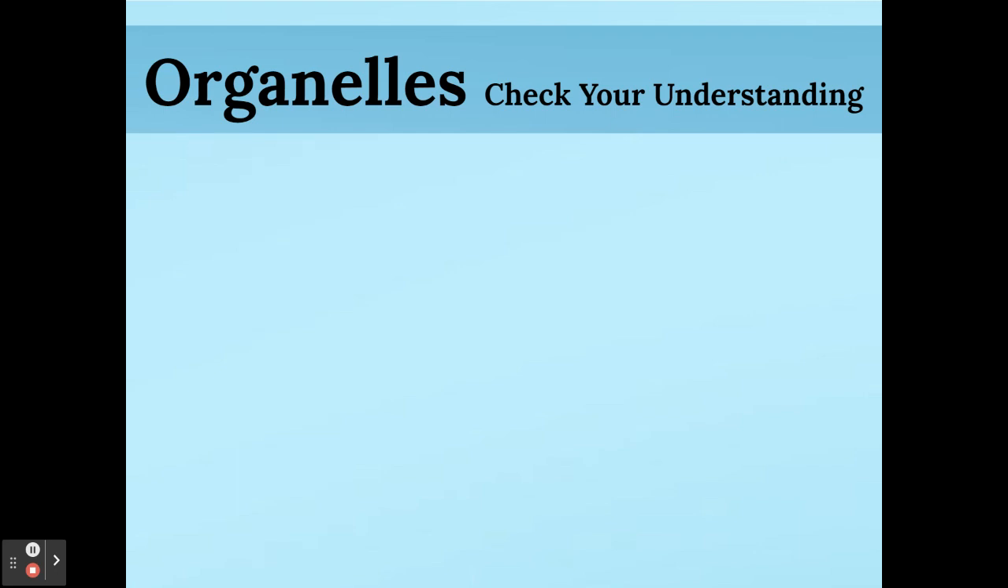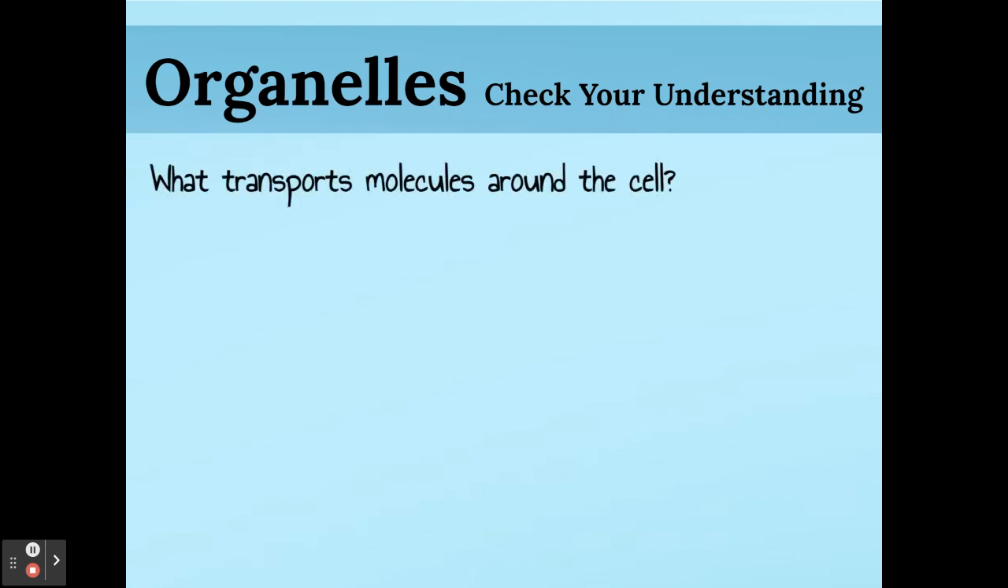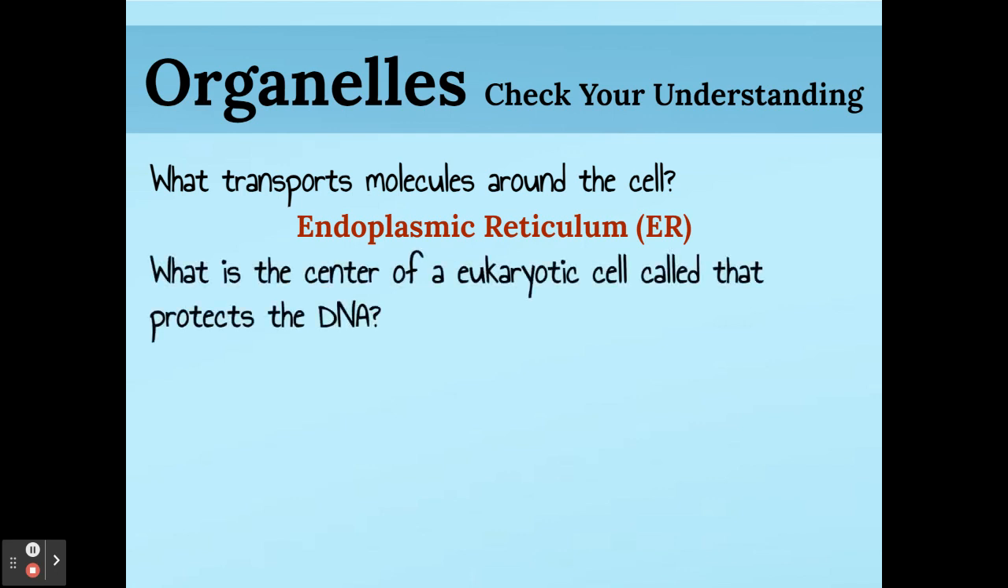All right, let's check our understanding. So what transports molecules around the cell? The endoplasmic reticulum. So that was like the highway of the cell. It is that series of folded membranes that surrounds the nucleus and it moves stuff to where it needs to go, the highway system. What is the center of a eukaryotic cell called that protects the DNA? The center of the cell, the control center in eukaryotic cells, which are the complex cells, that's the nucleus.